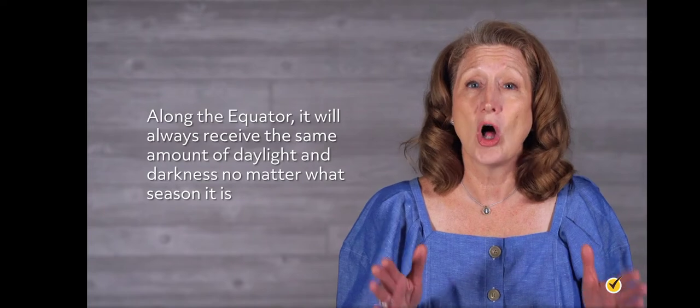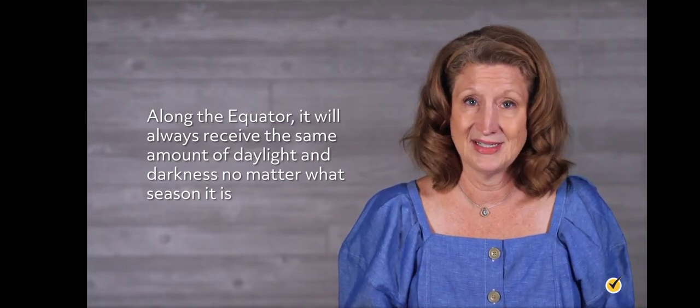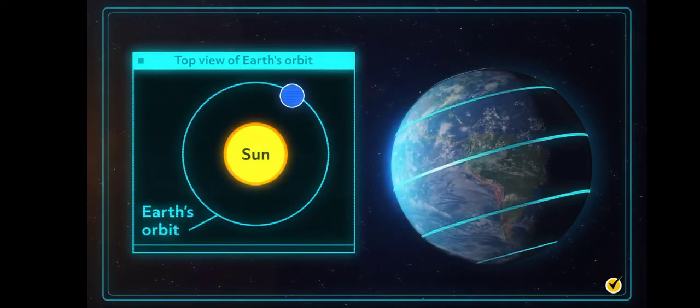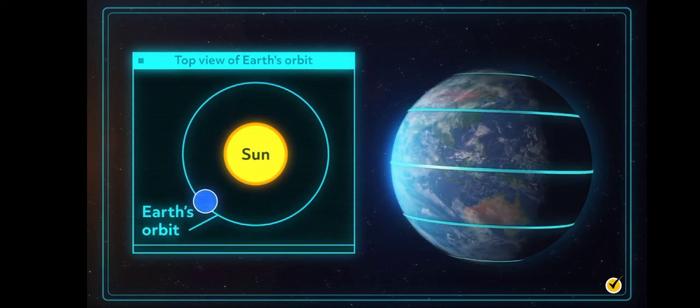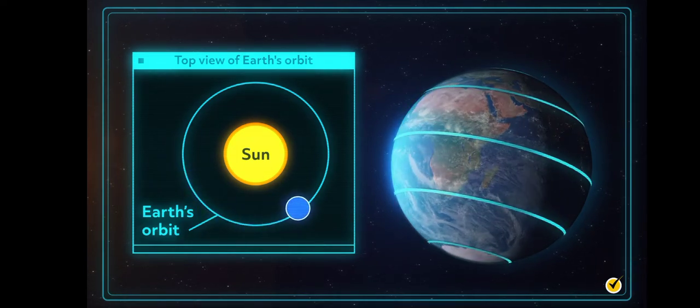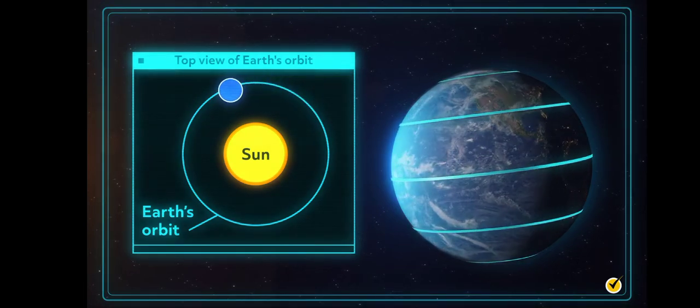One more thing to note about all these scenarios is that the equator will always receive the same amount of daylight and darkness no matter what season it is. This is because of the equator's central location and equal distance from the North and South Pole. Once the Earth has made it all the way around the sun, the cycle restarts.